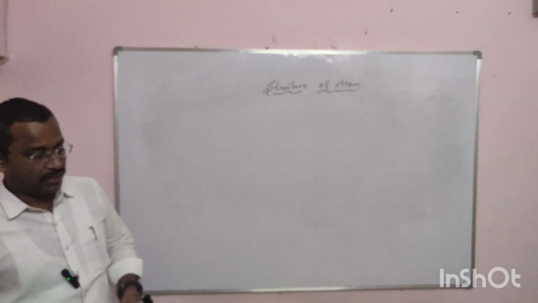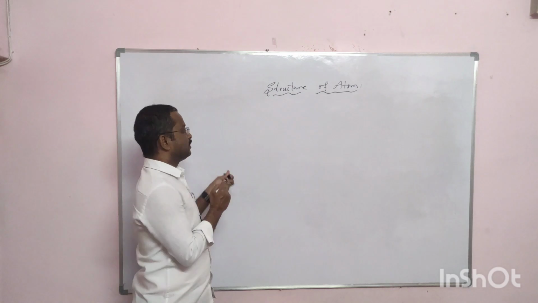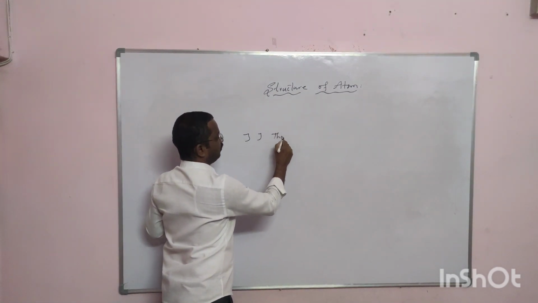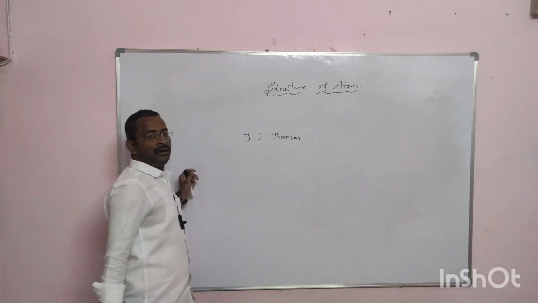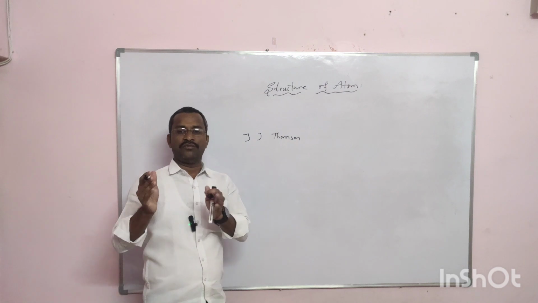Today's topic is structure of atom. Let's review the old versions. The first atom structure was given by J.J. Thomson, who said that he is the first scientist who has given the concept of the structure of atom.